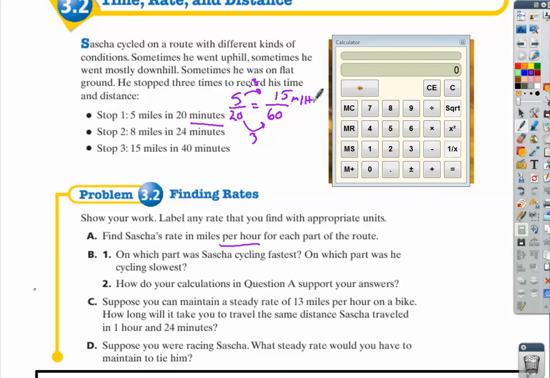So for stop 2, let's try the same thing. So we have 8 over 24 is equal to blank over 60. Now, 24 is not going to 60 evenly, but 8 goes into 24 evenly, right? This is what I mean by being able to work both ways. 8 goes into 24 3 times, so if I multiply 8 by 3, I get 24. So I have to work backwards and divide by 3, so this has to be equal to 20. So we're at 15 miles per hour. This would be 20 miles per hour. Now, unfortunately, stop 3 is not quite as pretty as the other ones.